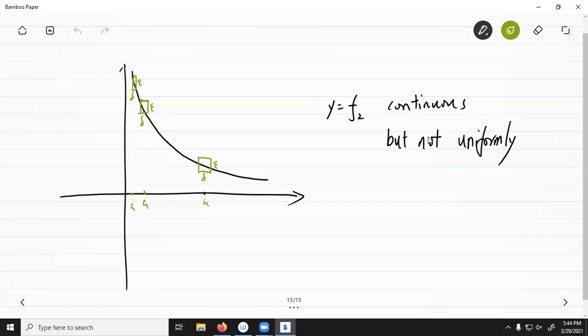Okay, so this is the difference. You cannot use a uniform box to make this curve enter the box on one side and leave on the other side. You have to adjust the box. So it's continuous, but not uniformly. So you can see the difference, right?